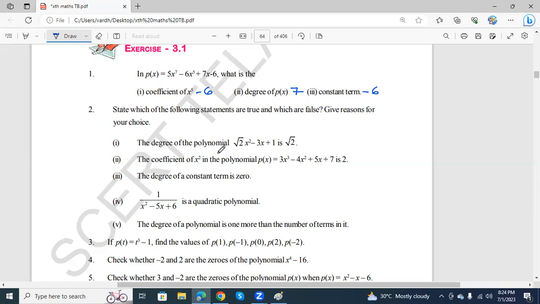First one. The degree of the polynomial root 2x square minus 3x plus 1 is root 2. Just now we discussed in the above question. Degree is nothing but the highest power of the term, highest power in the expression. But if we see here, root 2 is x square coefficient. It is not the degree, right? So this is a false statement. False. What is the reason? Root 2 is the x square coefficient. It's not a degree.